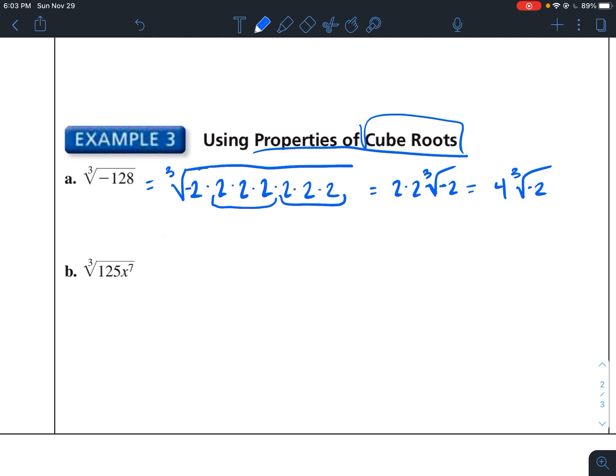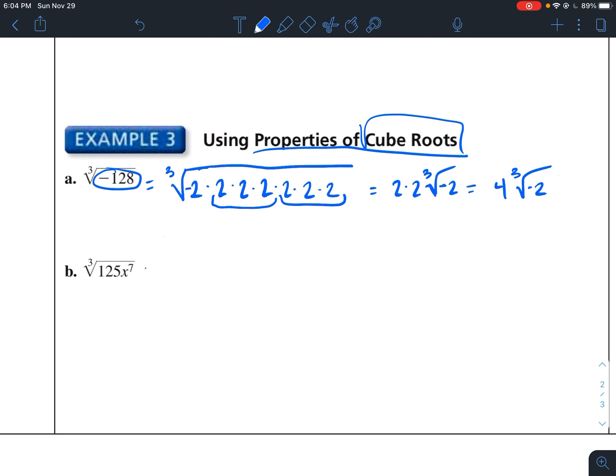Just like that. So that's how we can simplify it: we can break this down into as many factors as we can and try to find groups of 3. Okay? And it's okay to have a cubed root with a negative number in there. It's not okay to have a square root with a negative number, but it's okay to have a cubed root with a negative number.